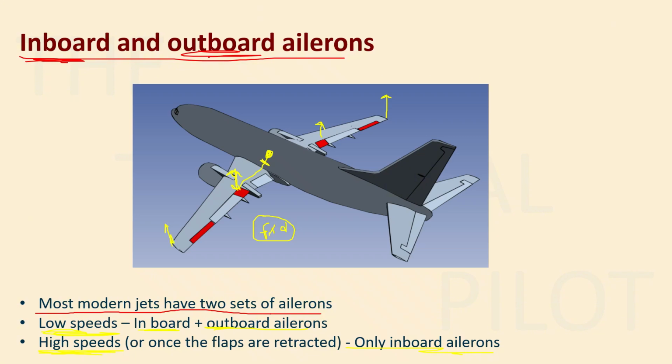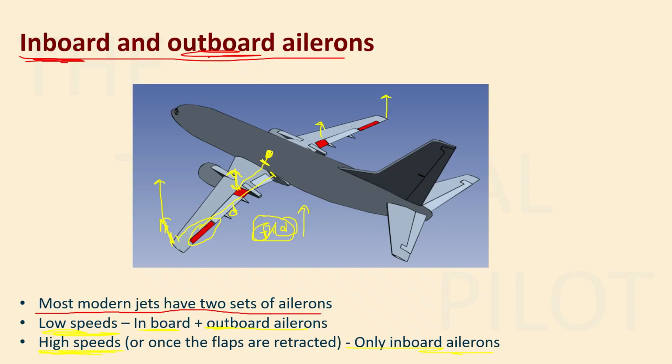But if we are trying to bend it from this portion, then the moment will be larger, because moment is force into distance. Even though the force is the same, the distance is increased, which means the moment will be larger. So if we are trying to roll the aircraft with the help of outboard ailerons, then there will be a higher bending moment on the wing, right? And at higher speeds, this force will also increase, which means there will be a lot more bending moment on the wings. So this can break the aircraft wings, right?